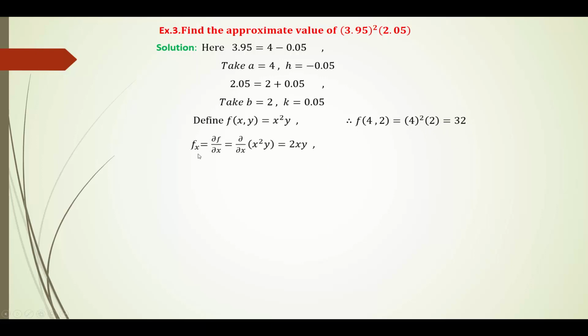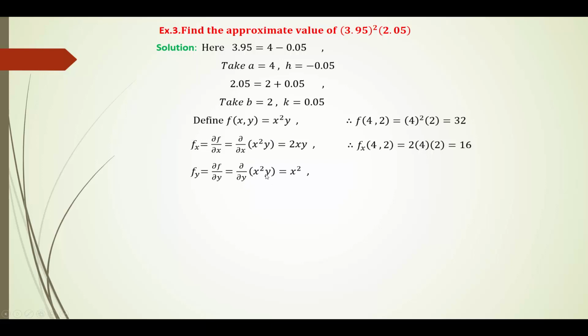Then find out fx, the partial derivative of f with respect to x, del f by del x, is del by del x of x square y. Now y is a constant and derivative of x square is 2x, so the derivative is 2xy. Then find out fx at point a b, 4 2. So fx 4 2: put x is 4, y is 2. So 2 into 4 into 2. 4 2s are 8, 8 2s are 16. So equal to 16. Then find out fy. Fy means del f by del y, is del by del y of x square y.